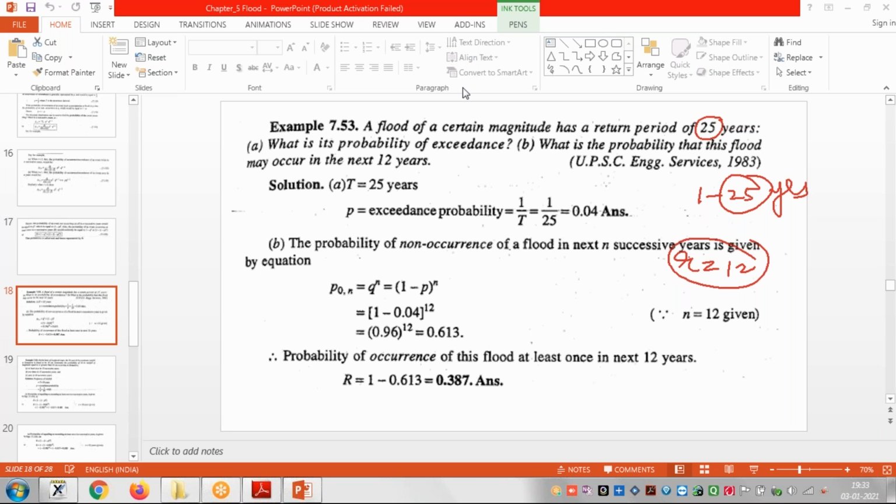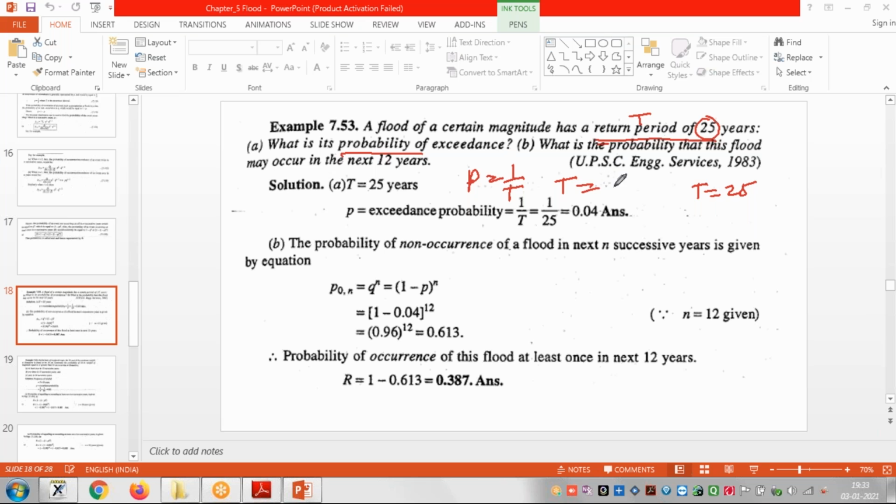First of all, we will find the return period. We know that the return period is denoted by T. This is given as 25, means T is equal to 25. And what is this asking? Probability. We know that probability is equal to 1 by T, because T is equal to 1 by P. Either I can write this formula or that formula, both are correct. So we want to know probability, that's why we are writing this formula, 1 upon T.